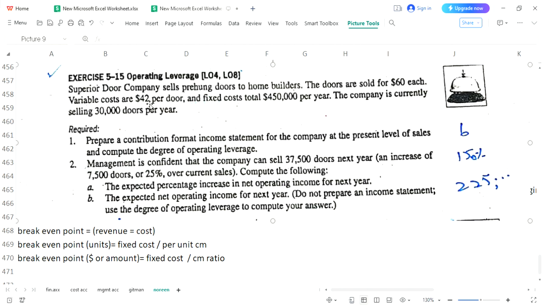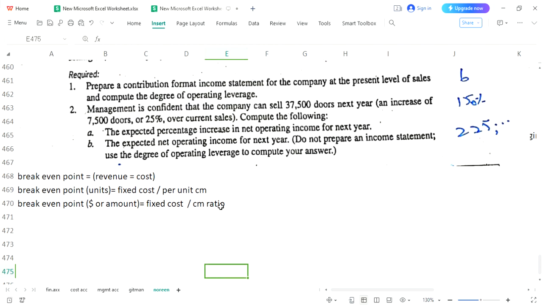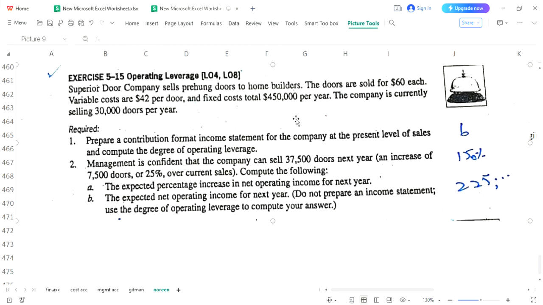Now let's see here, the company's name, and the doors are sold for this. This is your per unit sale price. Variable cost 42 is clearly mentioned. Then fixed cost, and number of units sold. We are asked to prepare a contribution format income statement of the company at the present level of sales, and compute degree of operating leverage. As you have seen, we have discussed these formulas and they will be used in this question.